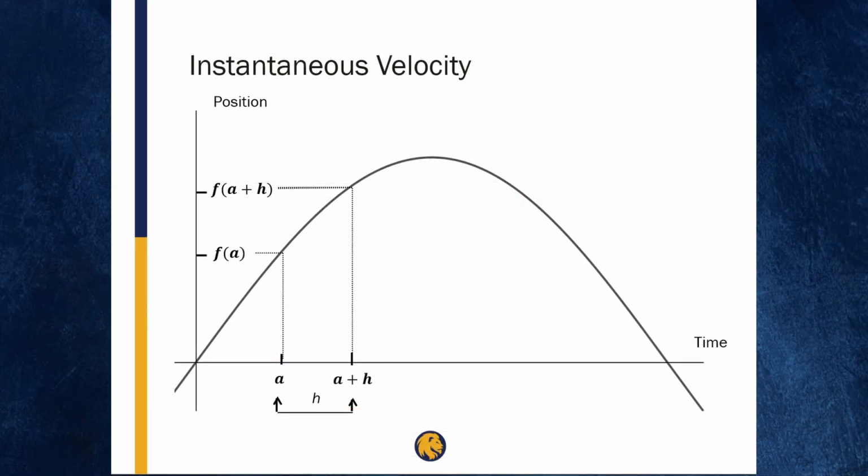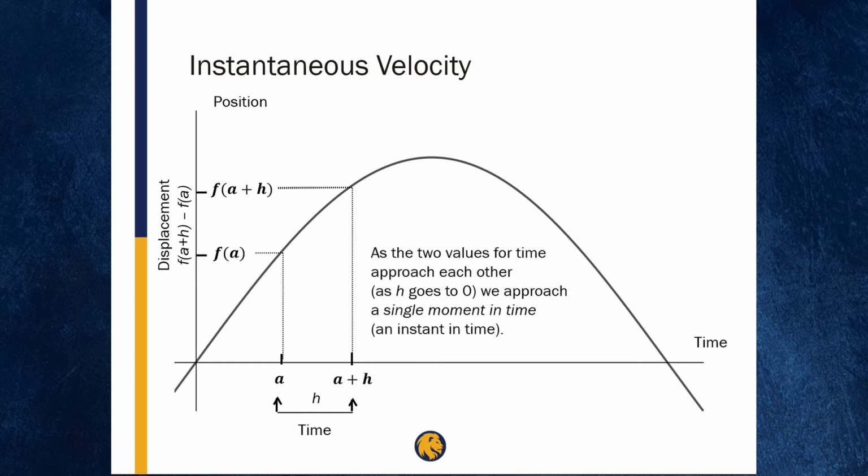The next topic will have to deal with something called instantaneous velocity. The picture I'm showing here is meant to represent two things, position and time. And so we consider the displacement as the change in position over a certain span of time. And so as the two values for time approach each other, in other words, as h in this case approaches 0, we're going to be approaching towards a single moment in time, an instant in time.